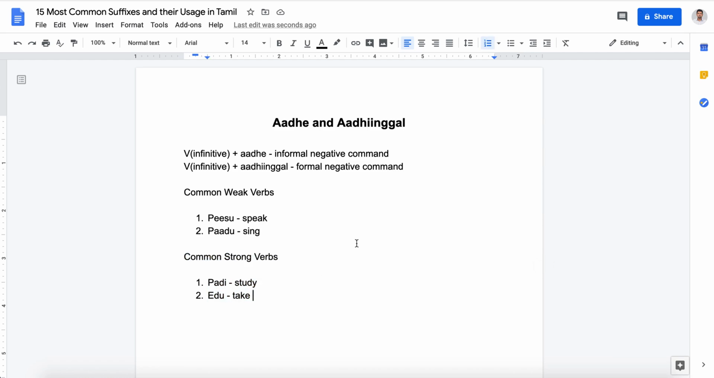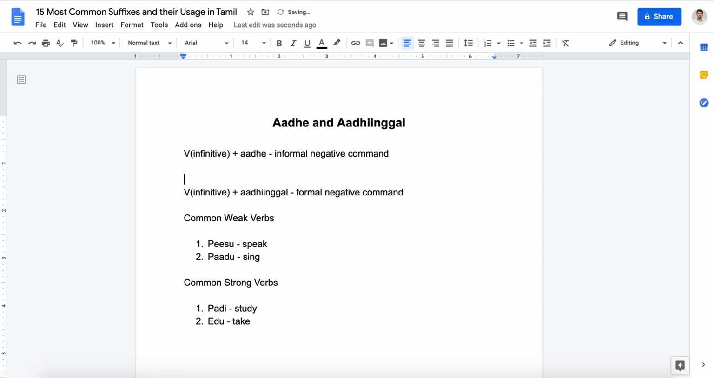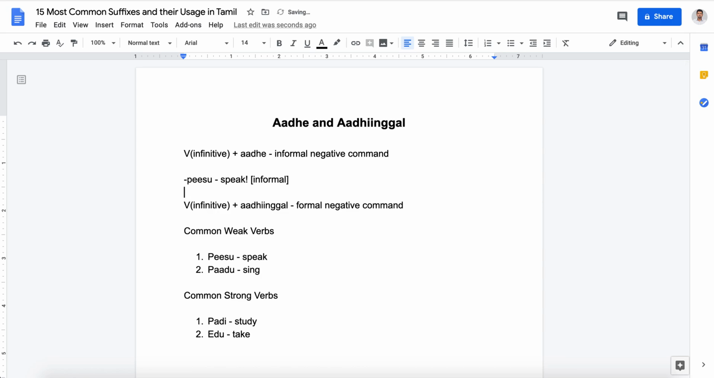Okay, now let's start to make a sentence. If you just say the verb alone, பேசு, it means speak. It's informal. This is the positive informal command. Just the verb alone, we don't need any suffix. பேசு, just பேசு, speak, informal.